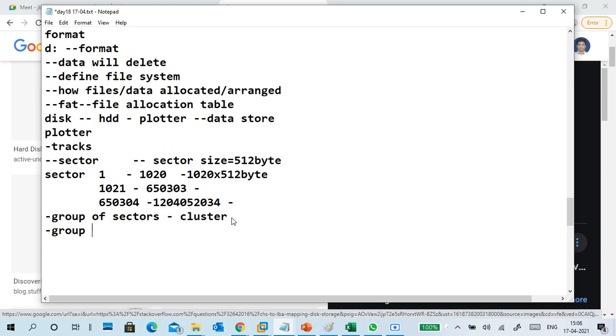Okay, group of tracks in each platter. P1 means platter 1. Understand, P1 means platter 1. T1 means track 1. P2 track 1, P3 track 1, like this. This is called a cylinder. Cylinder 1: track 1 in one platter, track 1 in another platter, track 1 in another platter. So this completely is like a cylinder. However many tracks there are, and however many platters there are, each platter, each track. That is called a cylinder.